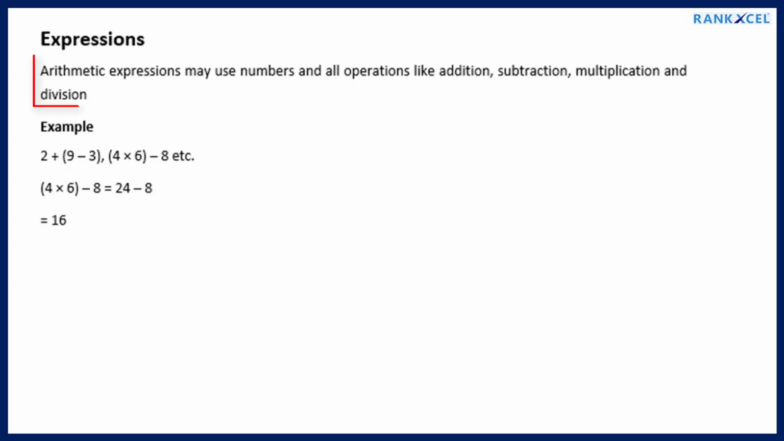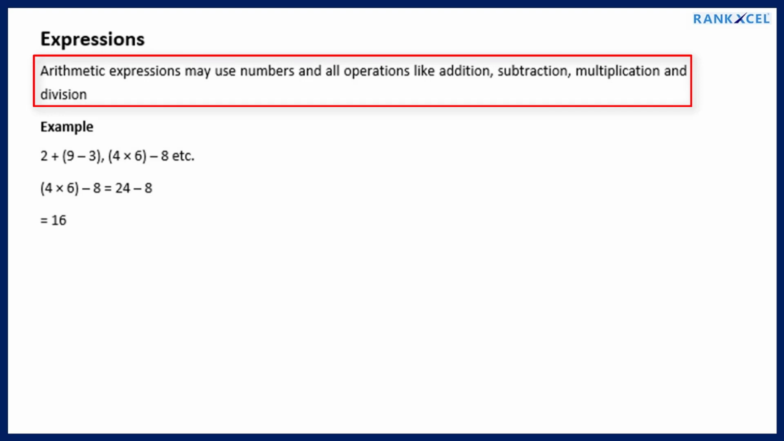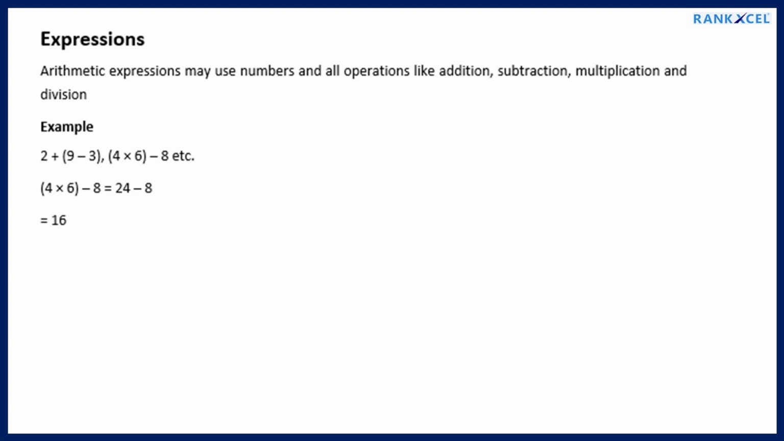Expressions. Arithmetic expressions may use numbers in all operations like addition, subtraction, multiplication and division. Example. 2 plus 9 minus 3, 4 times 6 minus 8, etc. 4 times 6 minus 8 equals 24 minus 8, equals 16.